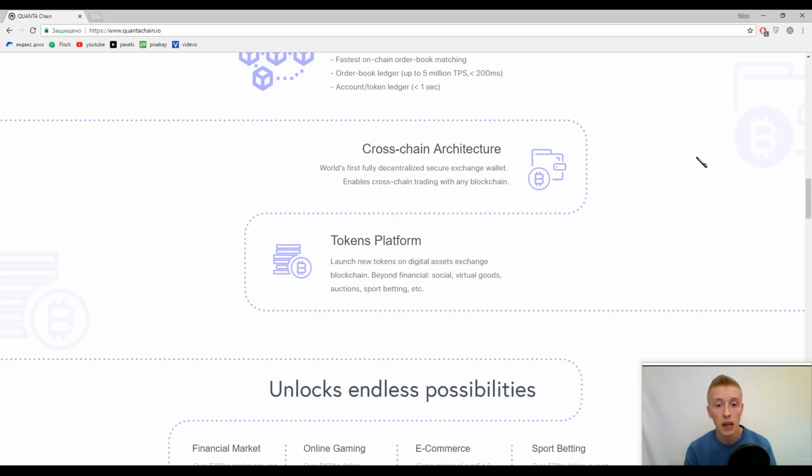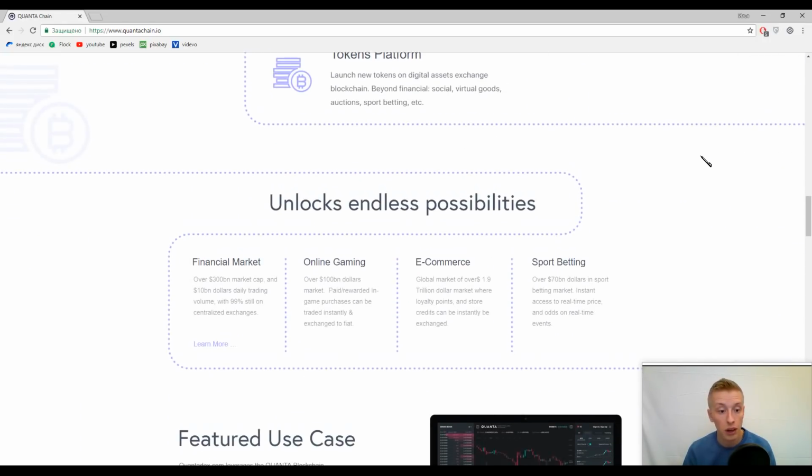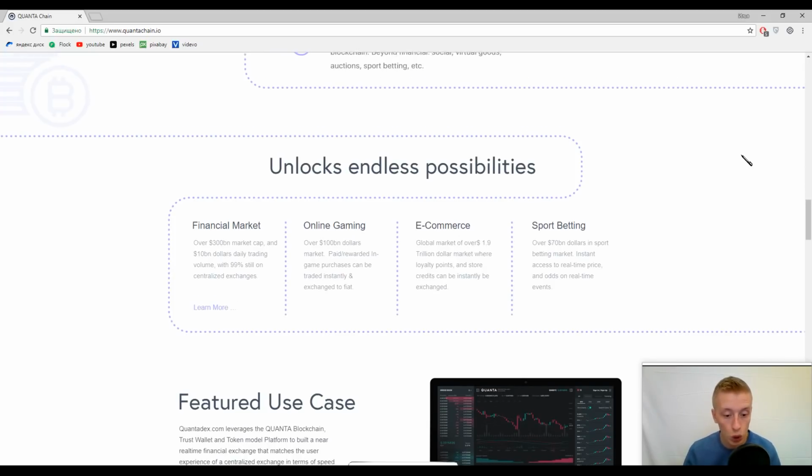But anyway, that is not the tipping point. The tipping point is that they want to make cross-chain trading with any blockchain, and now it's possible with Quanta Chain. And of course here you can not only trade, I mean buy and sell different cryptocurrencies, you can easily buy virtual goods or make bets or something like this, but in the near future, not now. Here you can find the statistics about their endless possibilities in sport bets, e-commerce, online gaming and financial markets. But I think you can read this information on your own, and let's talk about their tokens.